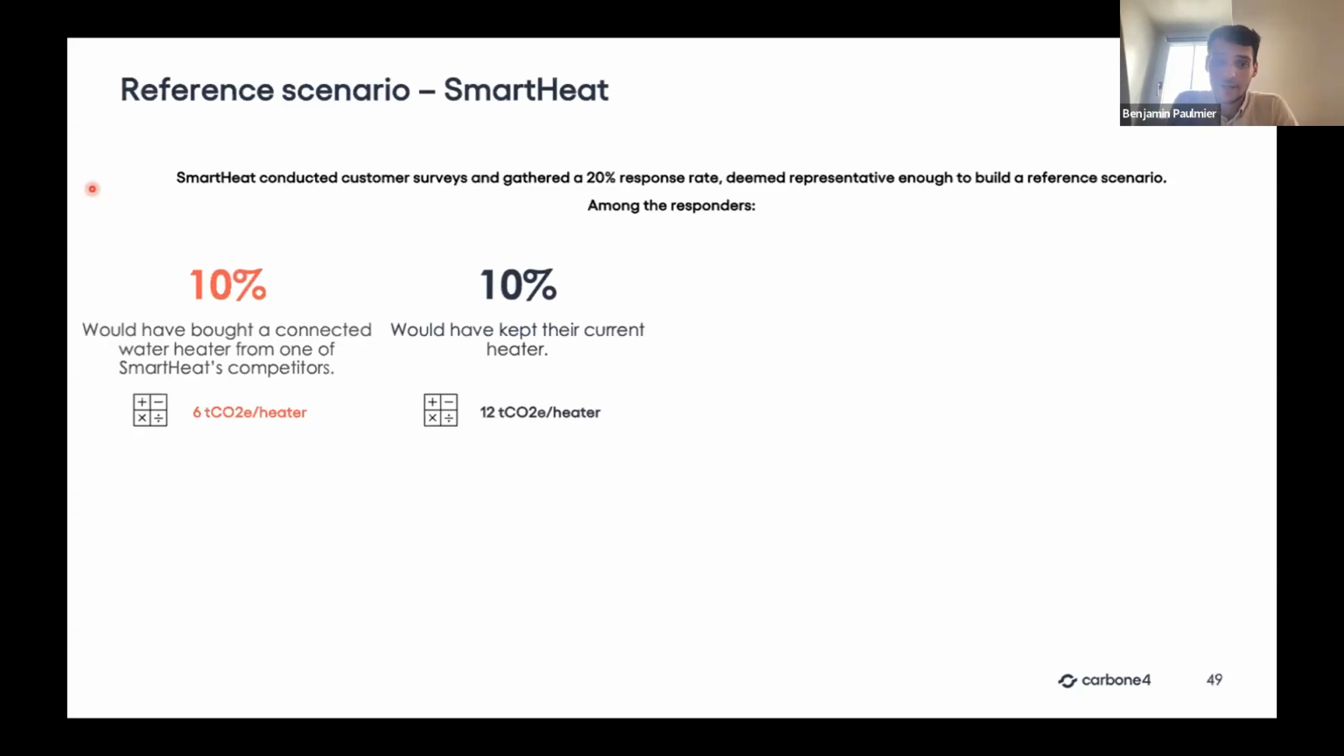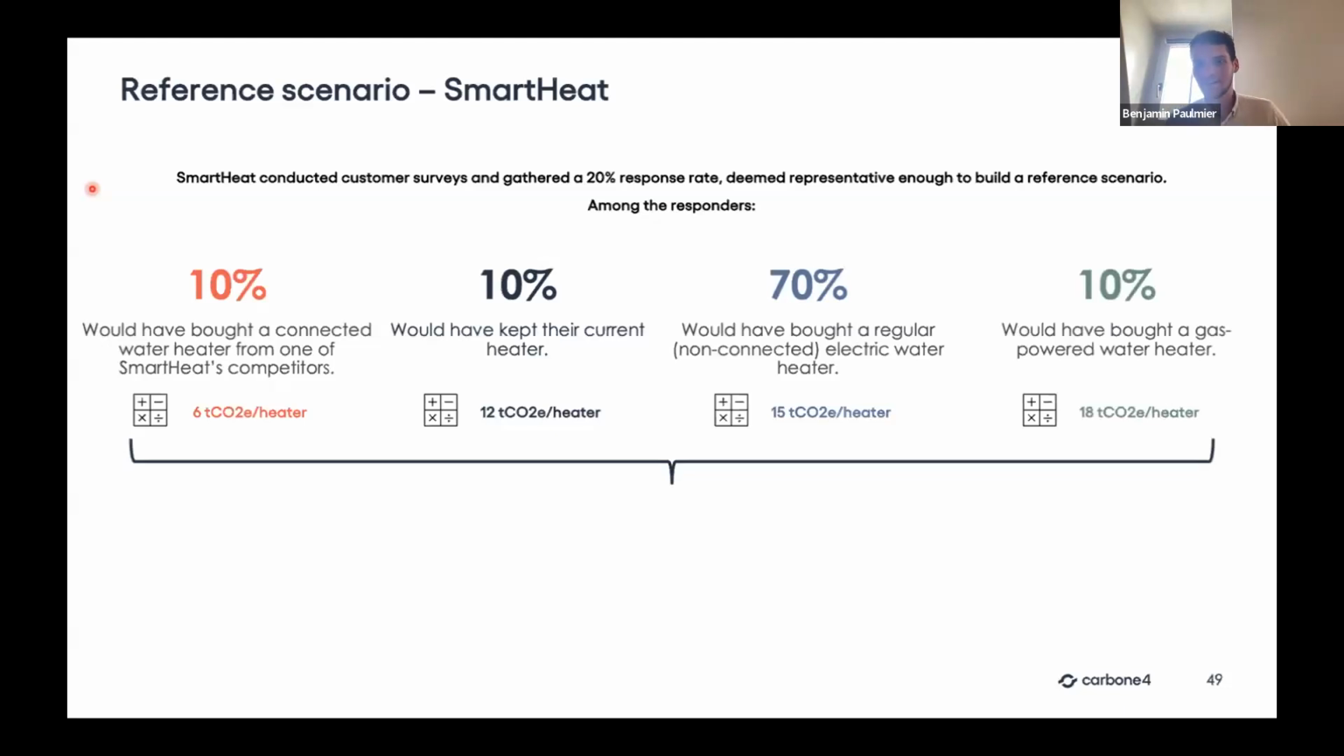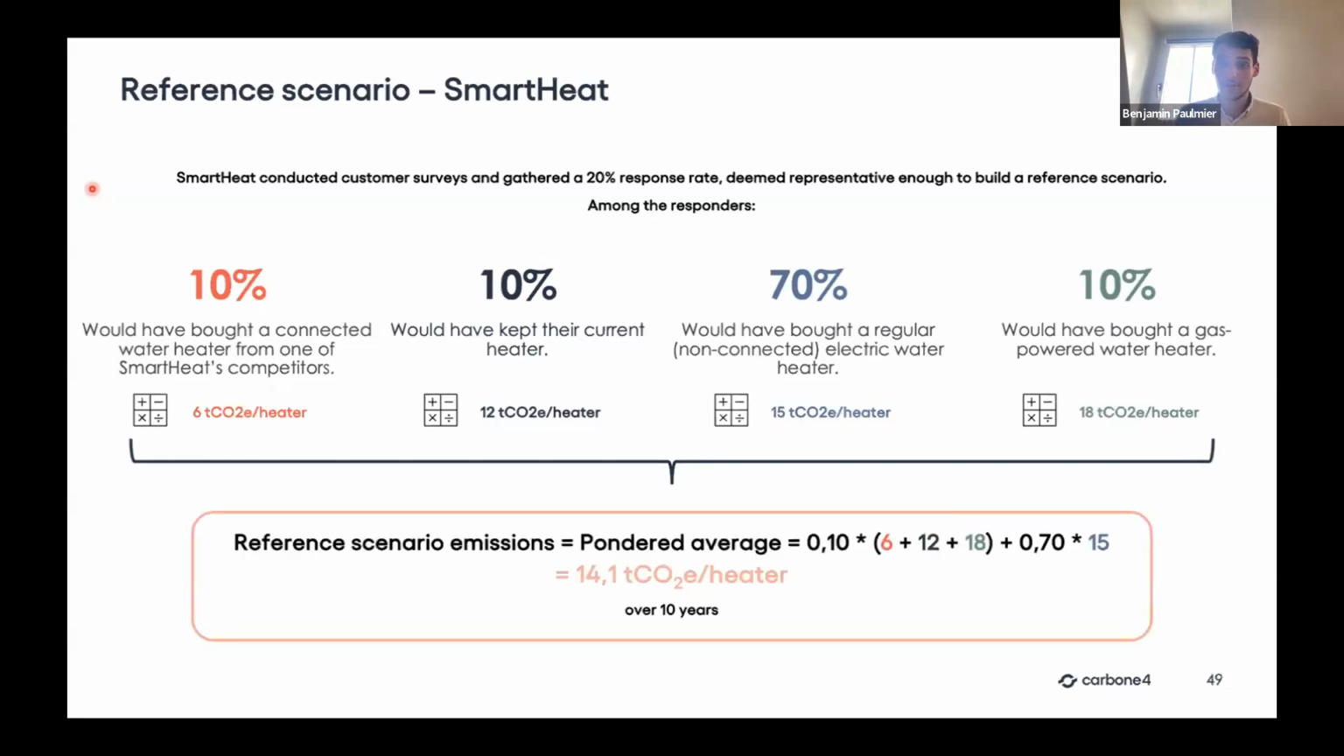10% said they would have kept their current heater. And thanks to other data in the customer survey, Smart Heat was able to compute that this would mean on average 12 tons of CO2 per heater. 70% would have bought a new regular electric water heater, so not connected, not smart. And this would amount to 15 tons of CO2. And finally, 10% would have bought a gas-powered water heater for 18 tons of CO2 per heater. And the reference scenario is simply going to be the weighted average of these customer responses to the survey, amounting in total to 14 tons of CO2 per heater over the full lifespan of 10 years.